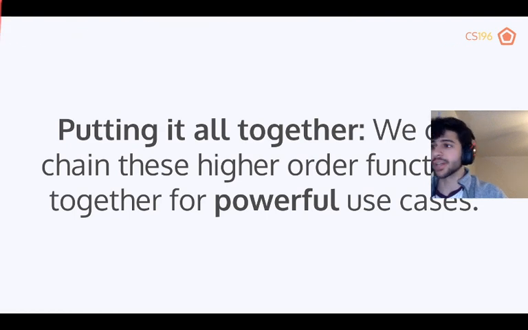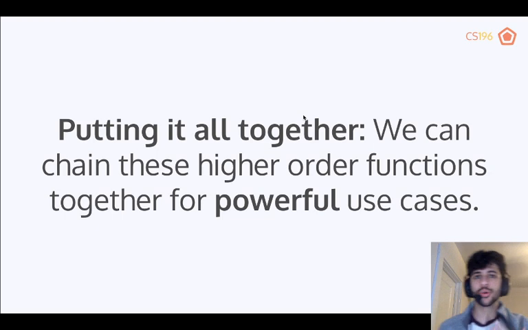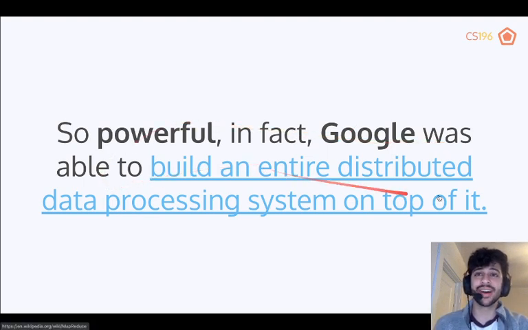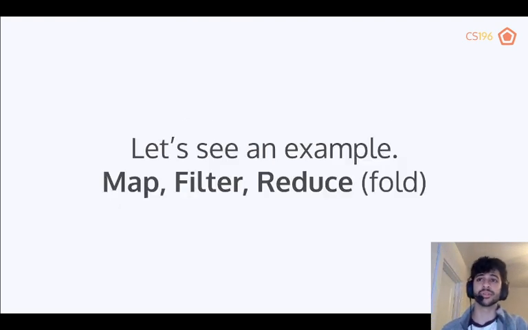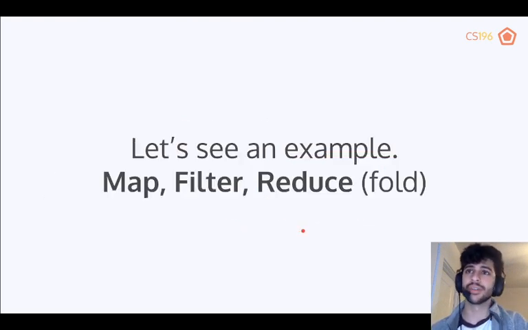So let's put it all together here. We can chain these higher order functions together, and the use cases that come out of this are very powerful. As a testament to how powerful it could be, Google was able to build an entire distributed data processing system on top of these higher order functions. Let's look at an example. Their system was called MapReduce, and as we said, in Rust, reduce is actually named fold.